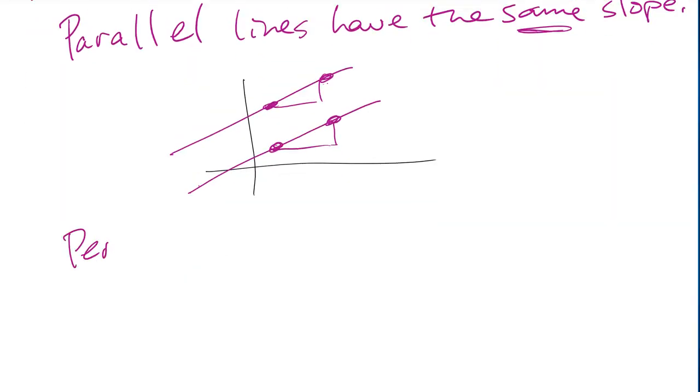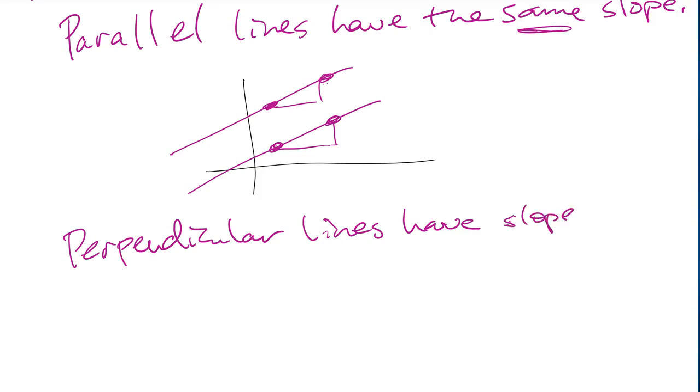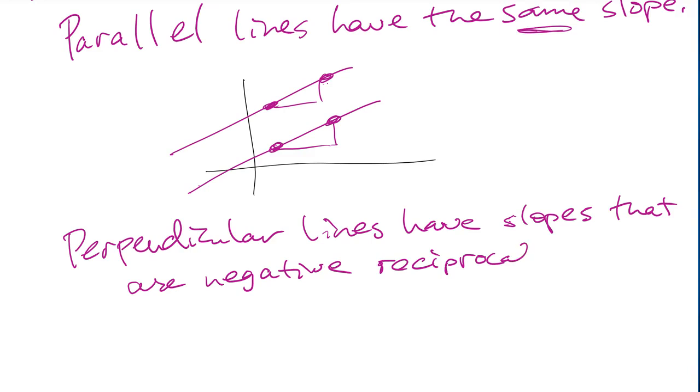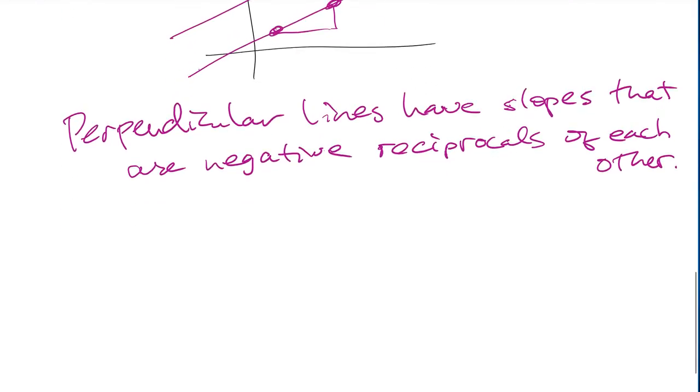The other one is perpendicular lines. Perpendicular lines have slopes that are negative reciprocals of each other. Now, the proof of this I could go into, but normally it's talked about later.